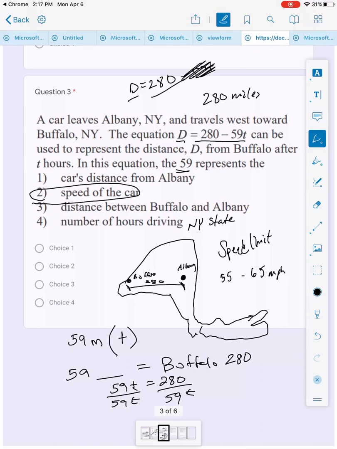For extra credit, if anybody can tell me the time it takes to travel from Albany to Buffalo if you're traveling at a constant speed of 59 miles per hour, that would be great. Post in the comments below. All right? Okay. Let's try the next one.